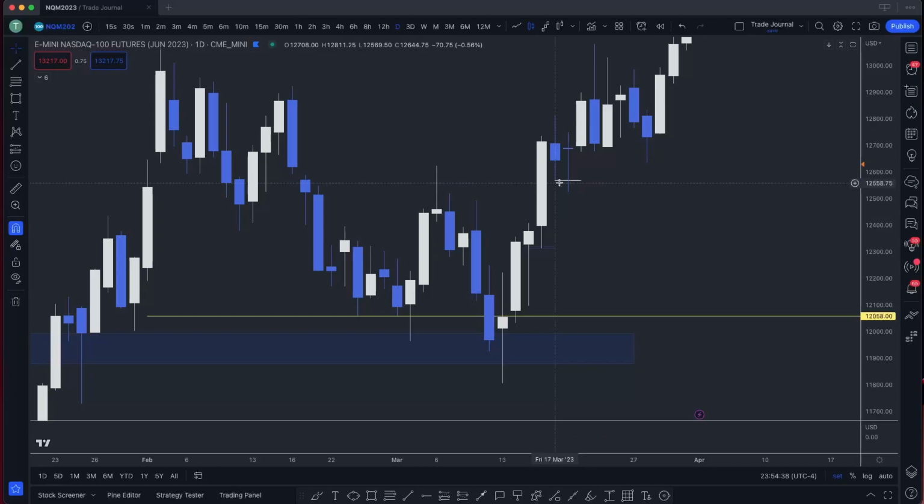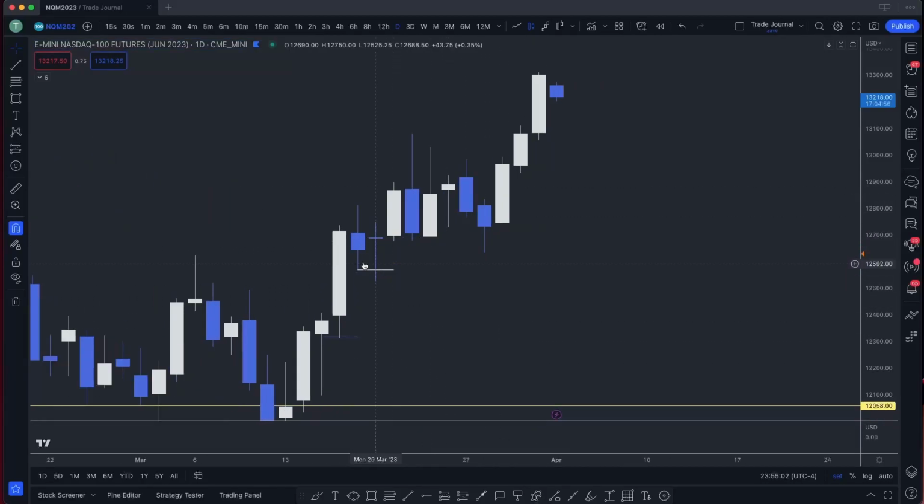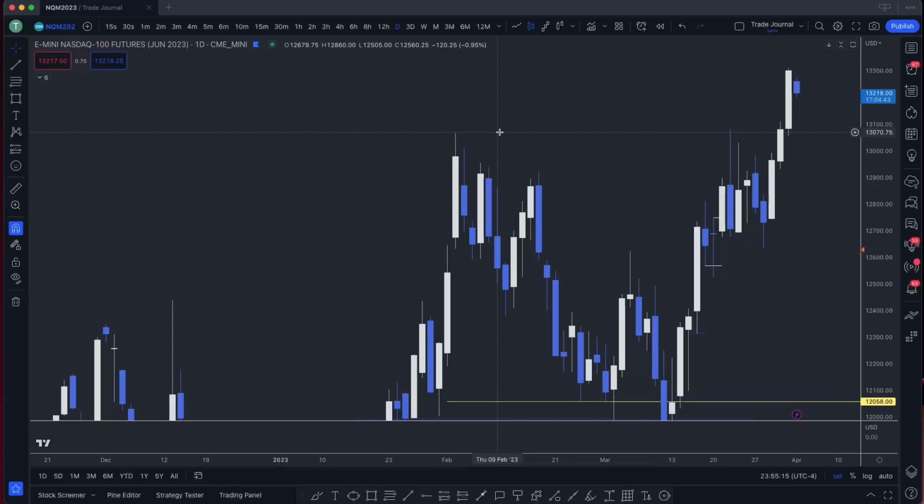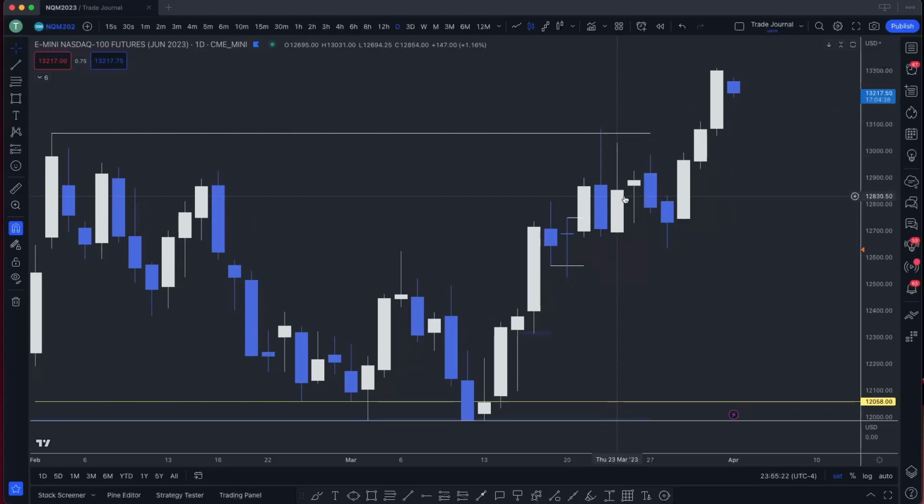Price tries to break the low of this candle. Yes, it's a swing high. But what does it do when it tries to break below it? It gets rejected back up. This is a trap. It tries to close below the middle candle, fails to do so, pushes back up. Now we get another swing low where we closed above the middle candle on the daily chart. Oh yeah, we did hit this high here.